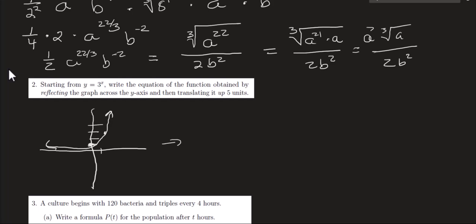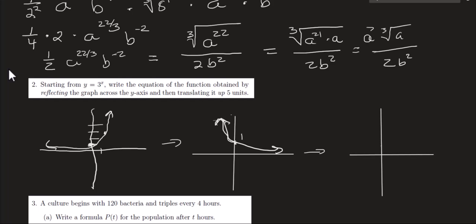And then we are going to reflect it across the y-axis. So to reflect it across the y-axis, we'll get this. So still crossing at 1. And then translating it up 5 units. So 1, 2, 3, 4, 5, 6. It used to cross at 1, now it'll cross at 6. So it'll look like that.